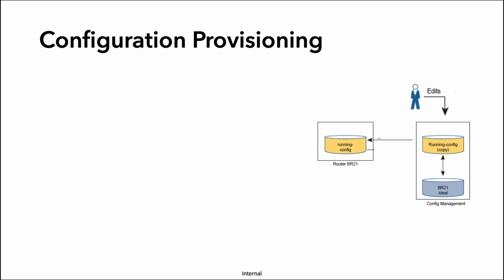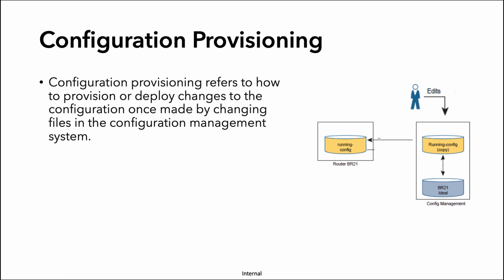Configuration provisioning refers to how to provision or deploy changes to the configuration once made by changing files in the configuration management system. Two of the major features included in all the configuration management tools are configuration template and variable, which includes the ability to represent configuration files as templates and variables so that devices with similar role can use the same template but with different values.